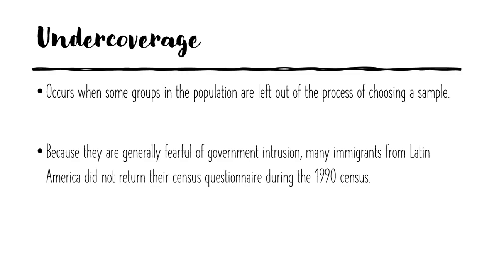The example here is going back to the census. With the census, a lot of immigrants from Latin American countries back in the 90s would not want to return their census questionnaire because they didn't want any involvement with the government, because they just wanted to be left alone. So people from Latin American countries were always underrepresented. It's undercoverage because you're missing out on that group. There's a certain group that, in the system in which you're gathering your data, is not being represented for some reason.